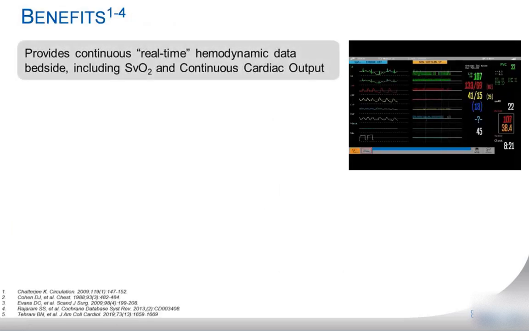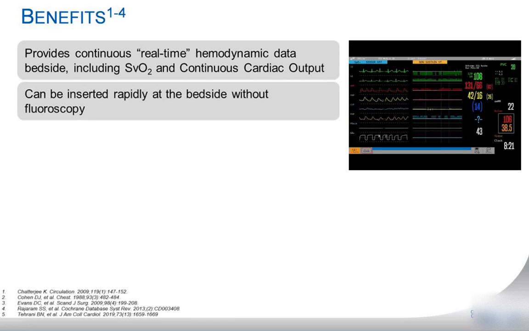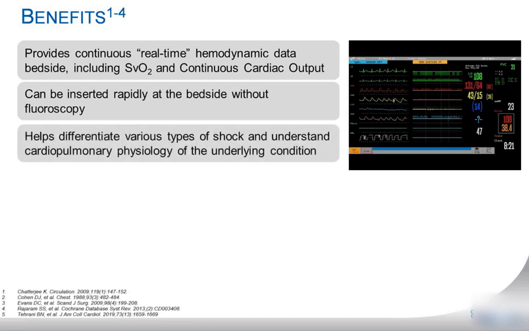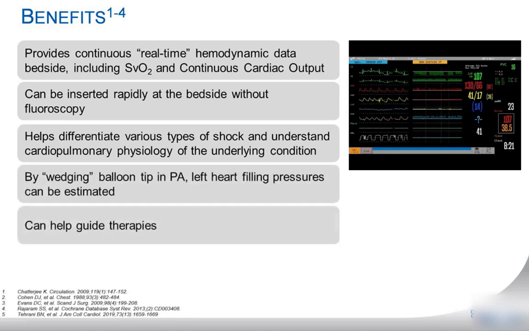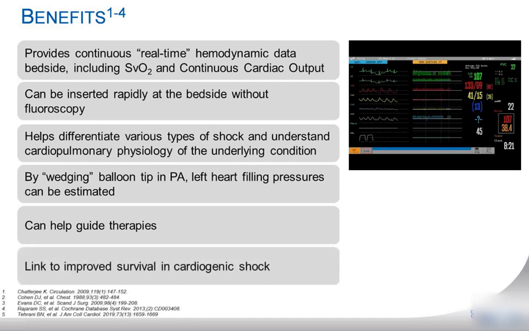There is no guesswork to the benefits of continuous real-time hemodynamic data. These include pressure measurements as well as SVO2 and continuous cardiac output monitoring, the ability to be inserted rapidly at the bedside without the need for fluoroscopy, differentiation of various types of shock to allow the physician to understand the underlying condition, estimation of the left heart filling pressures by use of the wedge, hemodynamic data to help guide therapies to the physician and medical staff, and a link to improve survival in cardiogenic shock when a PA catheter is used.